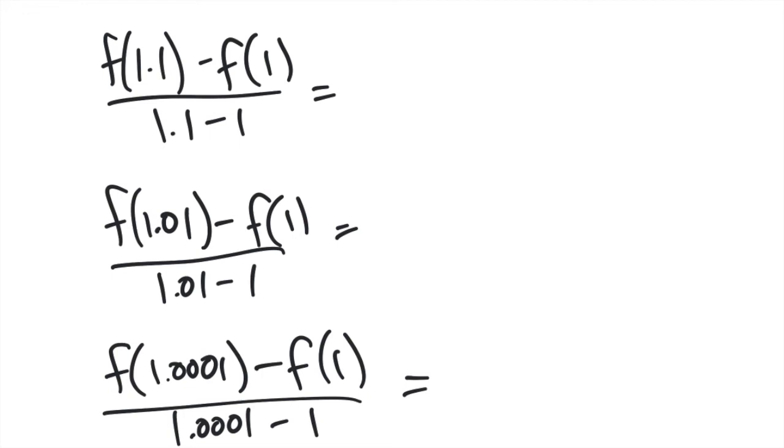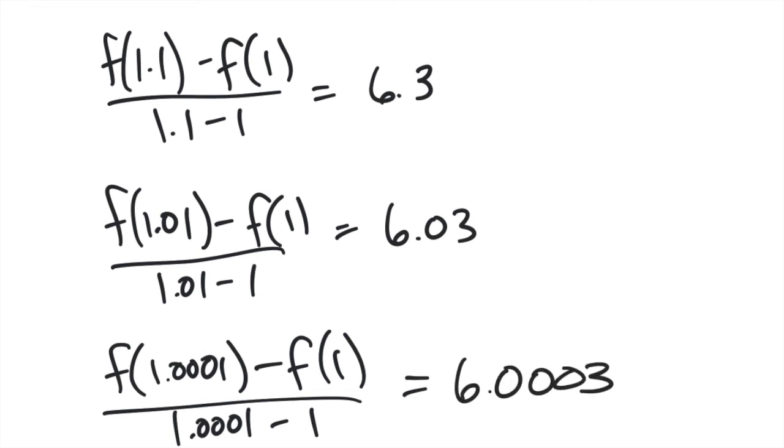And if you did this on your own, I think you should find something like 6.3 for the first one, 6.03 for the second one, and 6.0003 for the third one. And you should probably recognize a pattern here. And I would ask a question like, what do you think is going to happen if we continue to take that second point and make it closer and closer and closer to the value of 1? It would seem like these values are going to get closer and closer and closer.